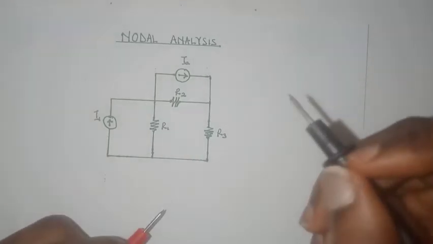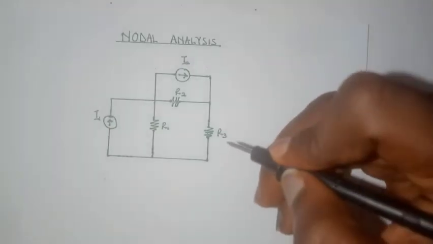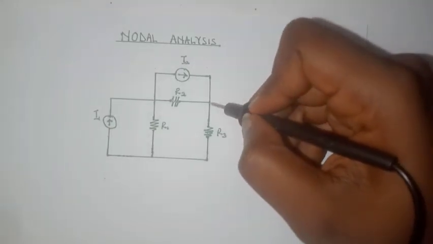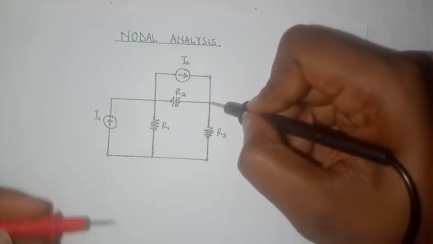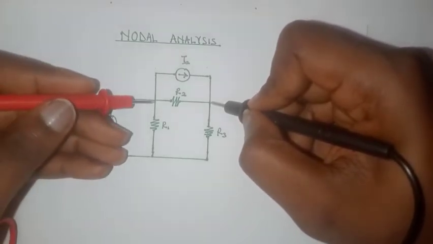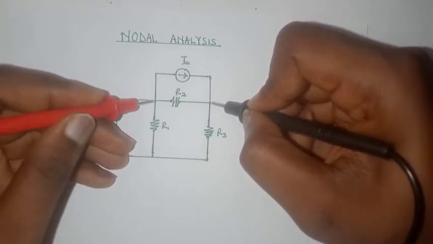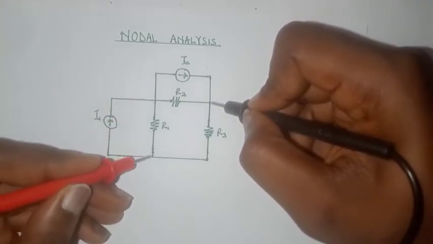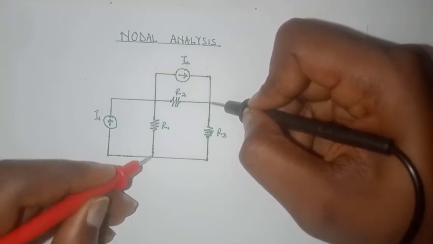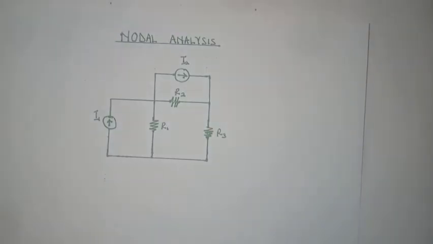Take, for example, if you were to put a voltmeter's negative terminal here, and you were to take the positive terminal and put it here, you get a reading on the voltmeter. If you were to come here, you get a different reading. So that's the basic idea, the basic driving concept behind nodal analysis.